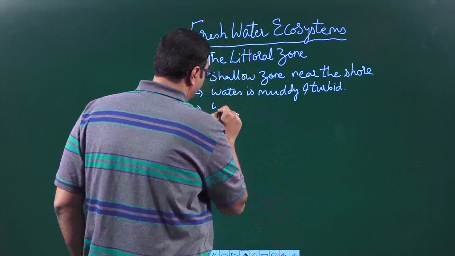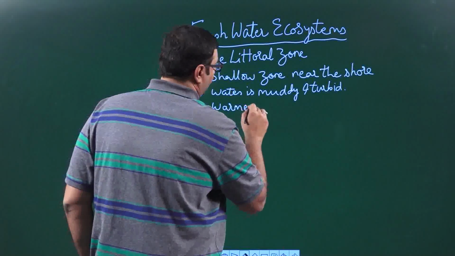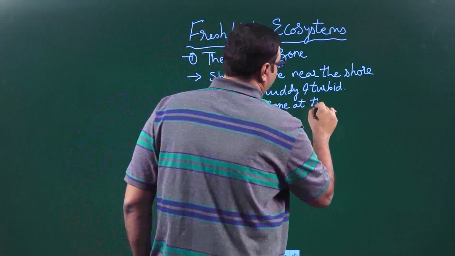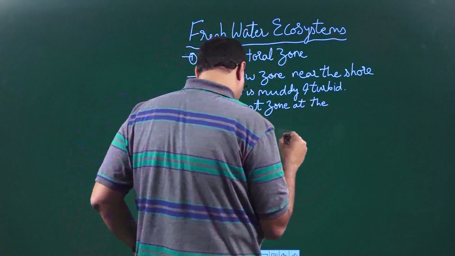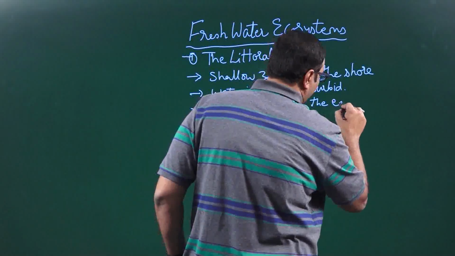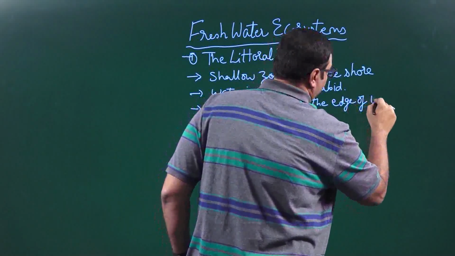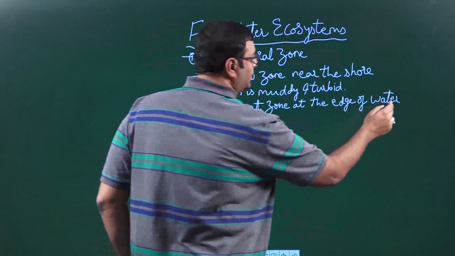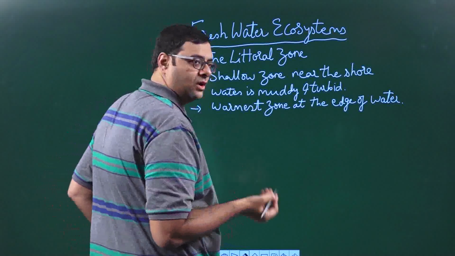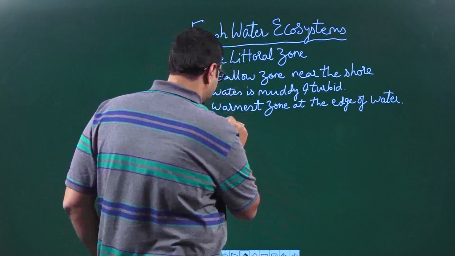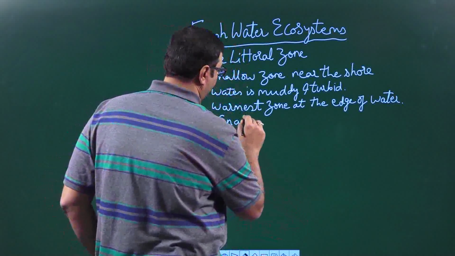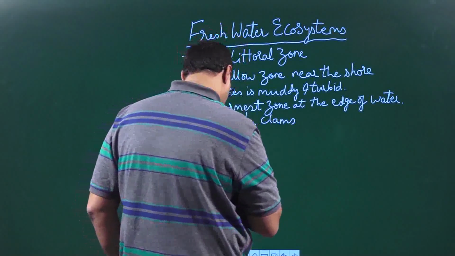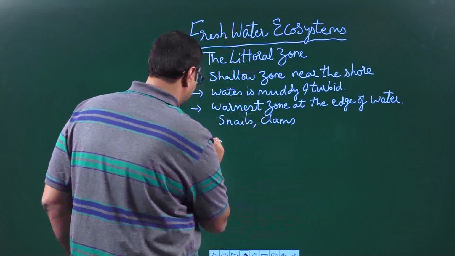The next point in the littoral zone is that this is the warmest zone, at the edge of the water. Because it is warm, you can see certain organisms like snails and clams.